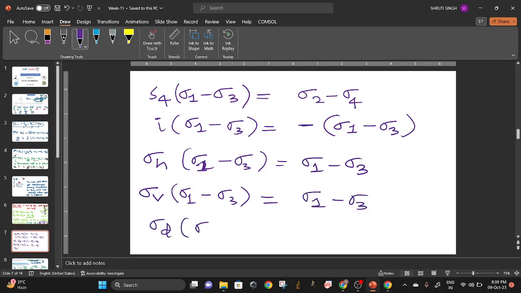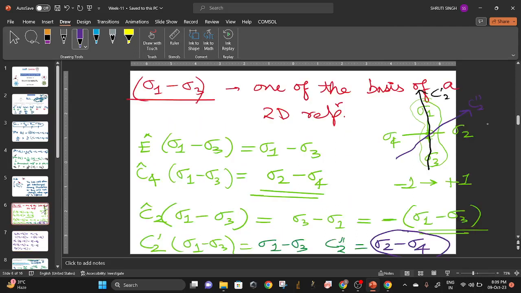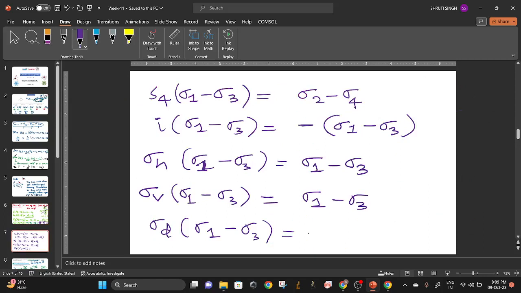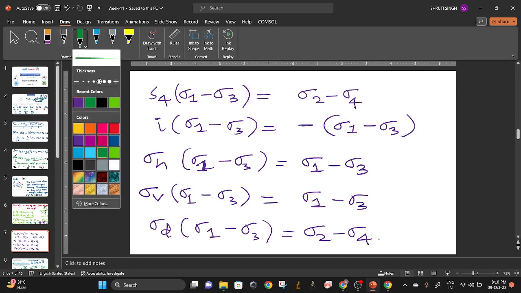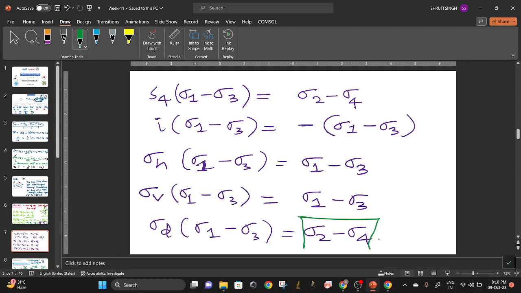But when we apply sigma d, which is in between the bonds, these two will change, these two will change. It will give sigma 2 minus sigma 4. So here you see, either we are getting sigma 1 minus sigma 3, or we are getting sigma 2 minus sigma 4. So the other basis should be sigma 2 minus sigma 4.